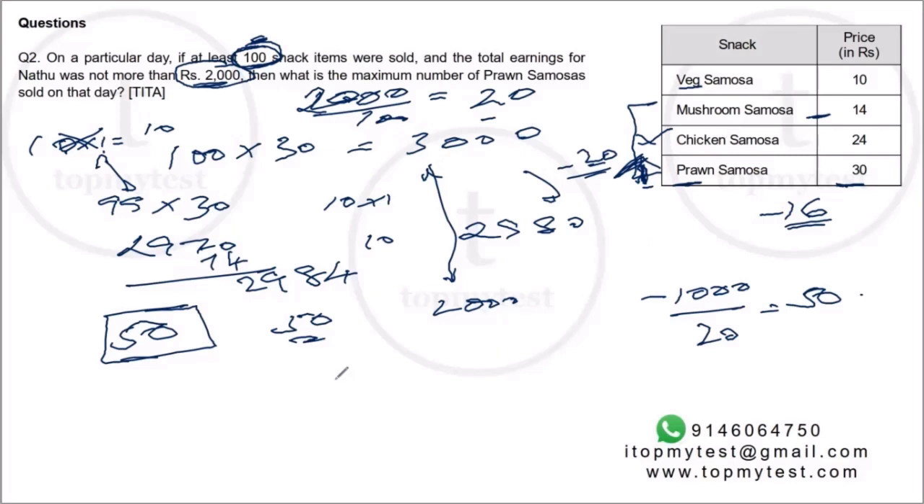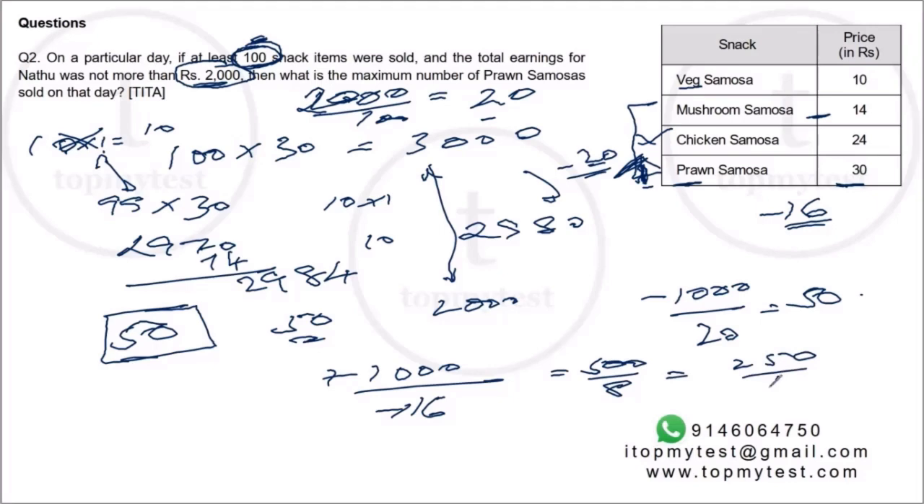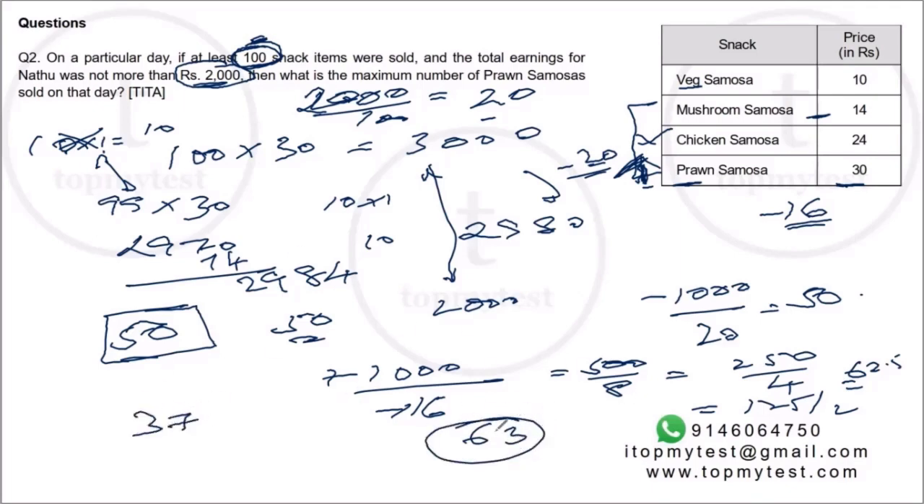How many replacements will you have to do? Minus 1000 divided by minus 16. That's 500 by 8, which is 250 by 4, which is 125 by 2. So you'll have to do 62 and a half, so 63 replacements. If you replace 63 times, you'll be left with only 100 minus 63, 37 prawn samosas.